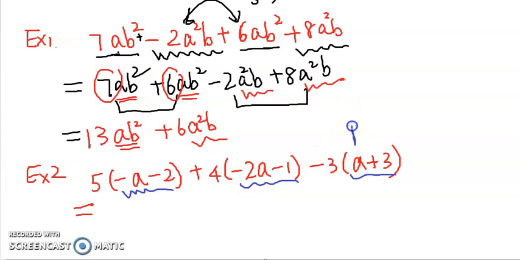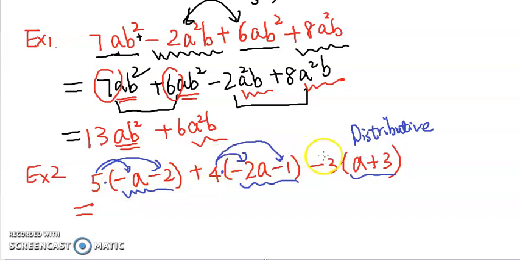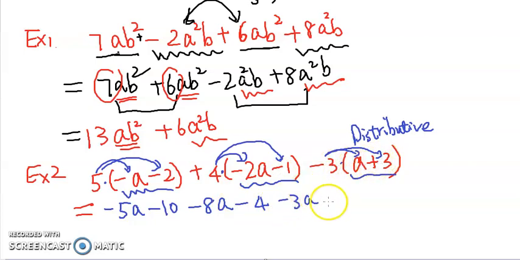And we have learned a property called the distributive property, which means we can distribute a number. If it's multiplication in front of the parentheses, we can distribute that number to each term in the parentheses. So we're going to get 5 times negative a, which is negative 5a. 5 times negative 2 is negative 10. And positive 4 times negative 2a, negative 8a. Positive 4 times negative 1 is negative 4. Negative 3 times a, negative 3a. Negative 3 times positive 3, it's negative 9.